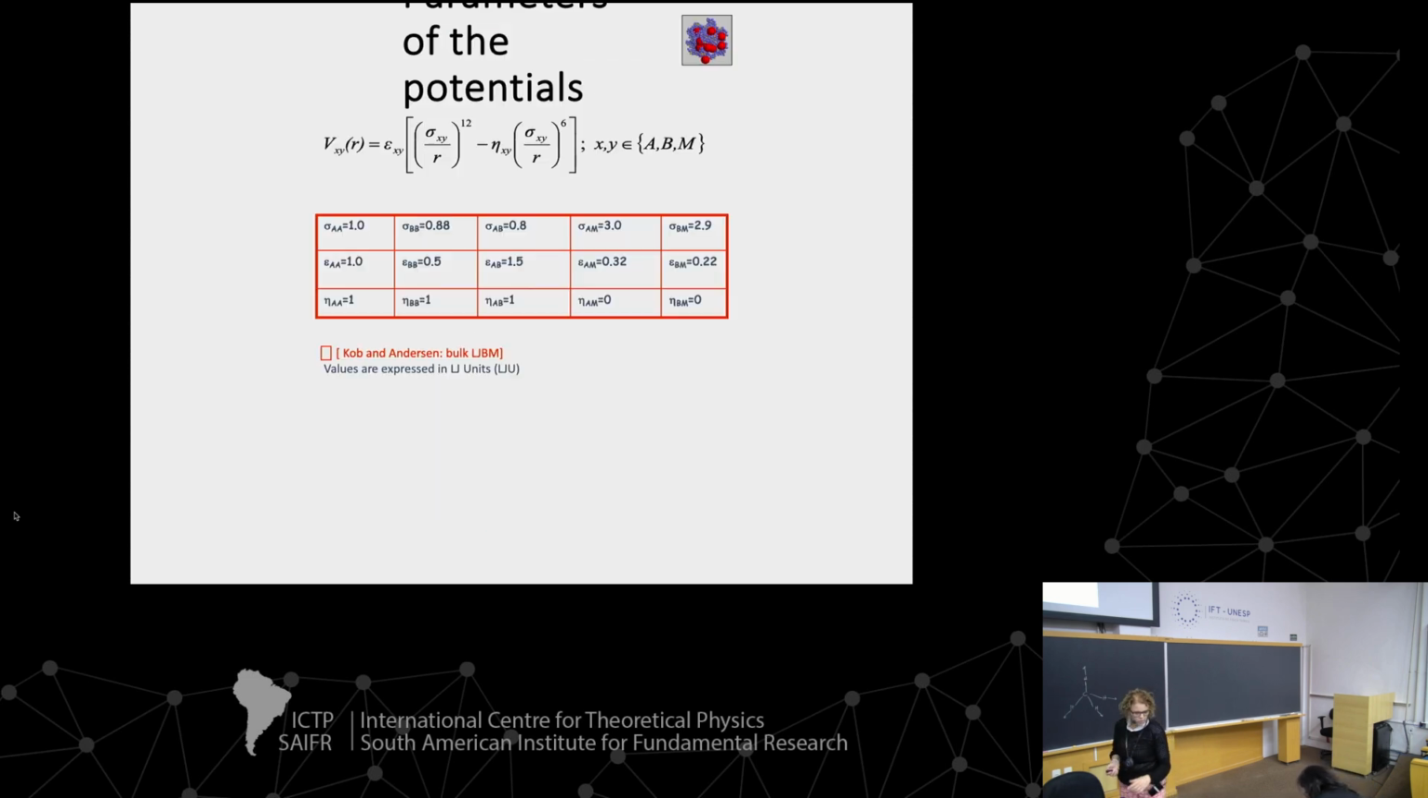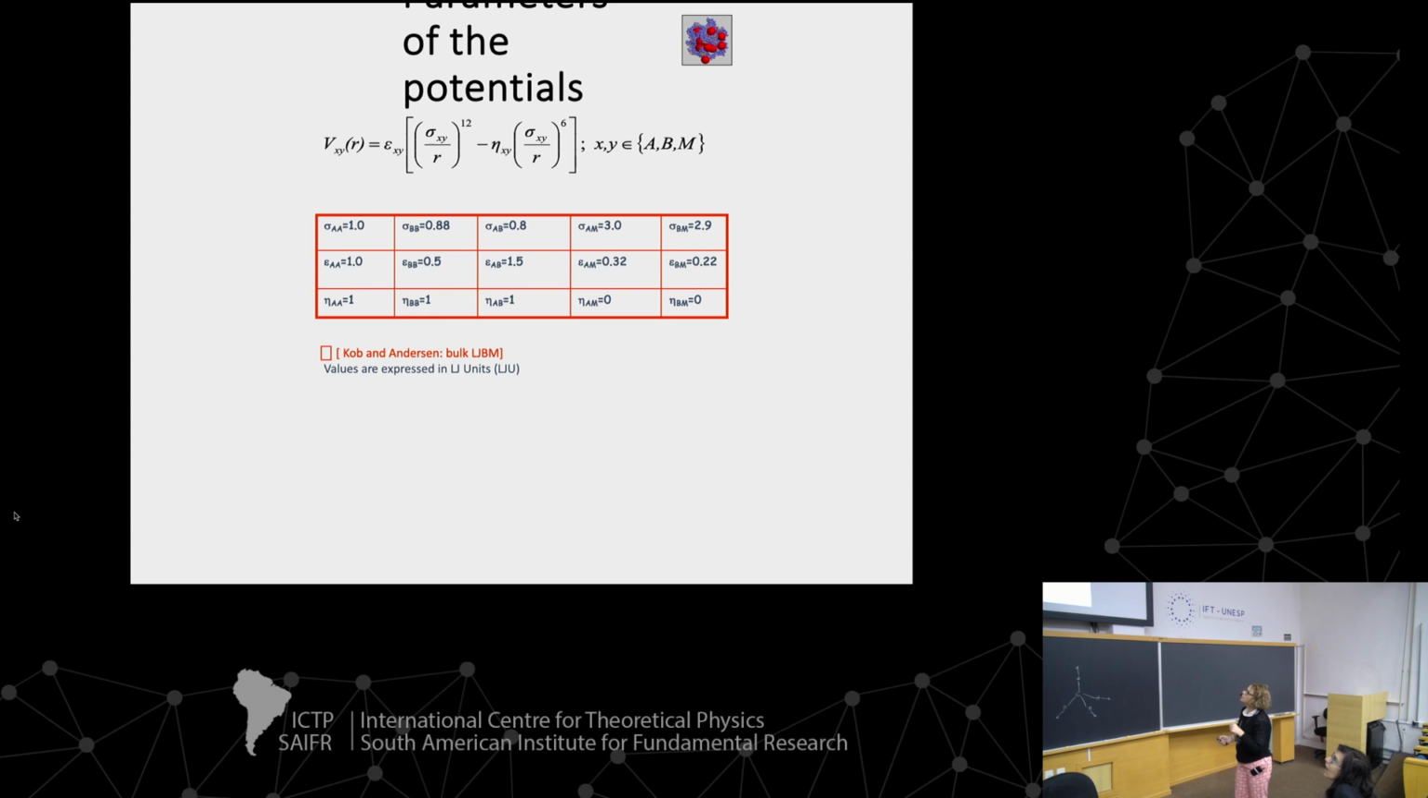Since we are using the Kob-Andersen binary mixture, we will compare with their results. Sorry, I don't understand why this is cut off, but it's written parameters. I will correct that before preparing the PDF for you. Parameters of the potentials. So this is the potential, these are the parameters, for Kob-Andersen and the soft sphere. But let me go fast.